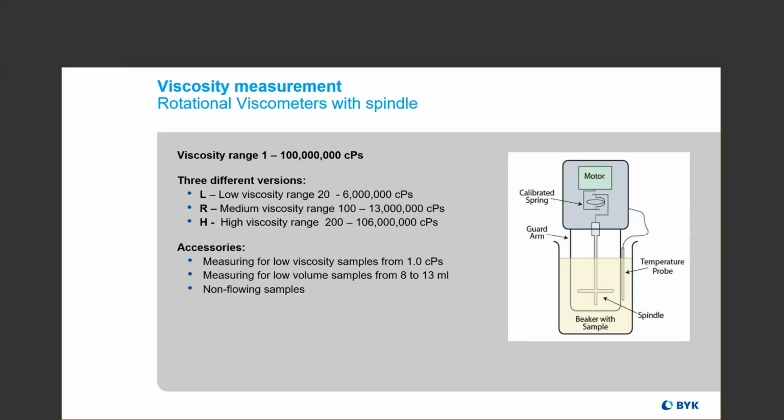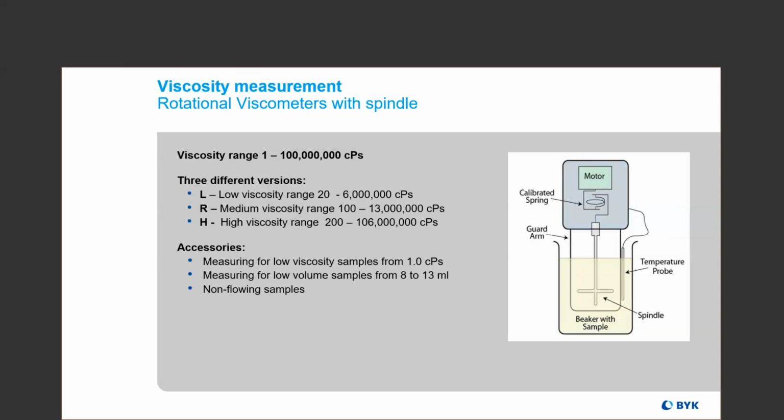And also non-flowing samples. So there's an accessory for measuring very, very viscous non-flowing liquids such as peanut butter. That's the classic example of this. It's called, I believe, the heliopath stand. It basically makes the spindle move through the liquid or the peanut butter, whatever it is, in sort of a helical motion.